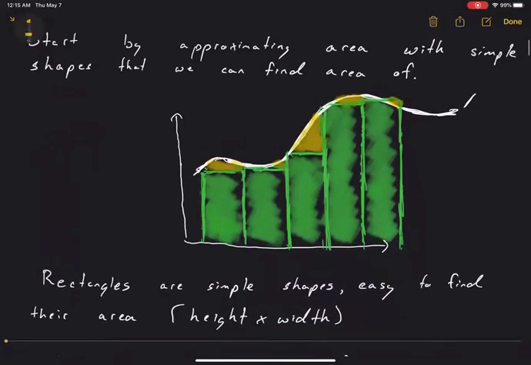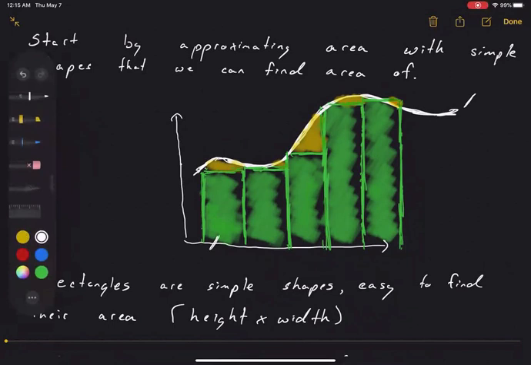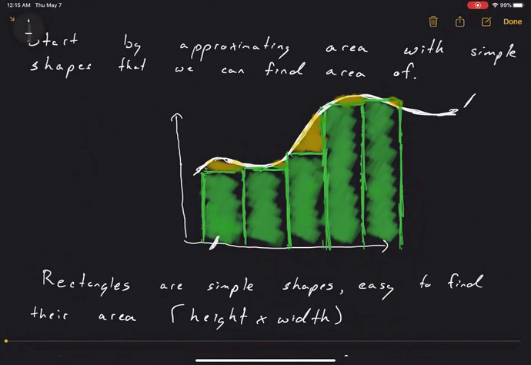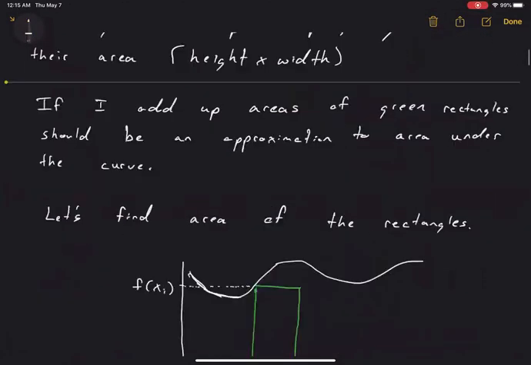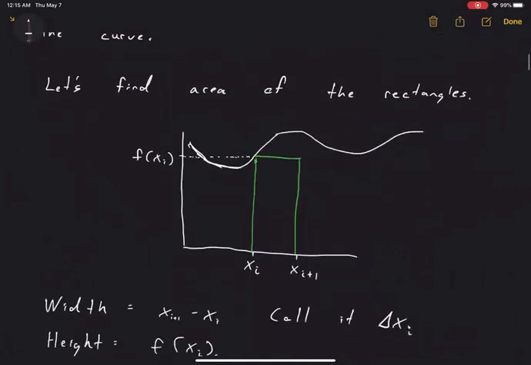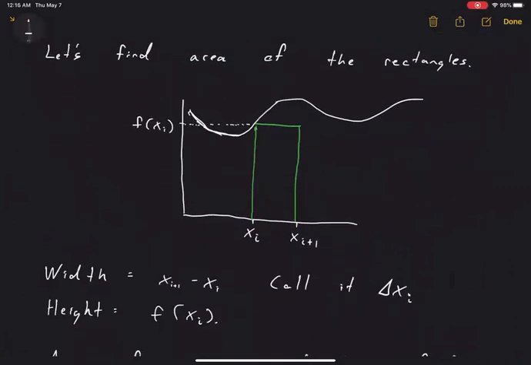So the good thing about using rectangles for these approximations is their areas are really easy to calculate, right? If I wanted to figure out what the area of this one rectangle is, well, that's just the height of the rectangle times the width of the rectangle, okay? So before we move on, let's consider what the area of these rectangles is. Okay, so let's consider a single rectangle here. What is the area of this rectangle?